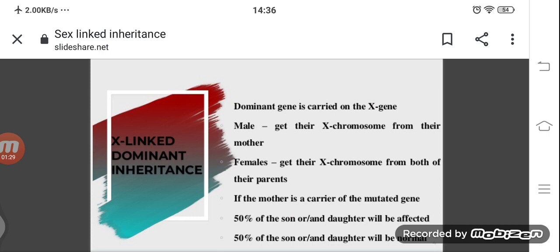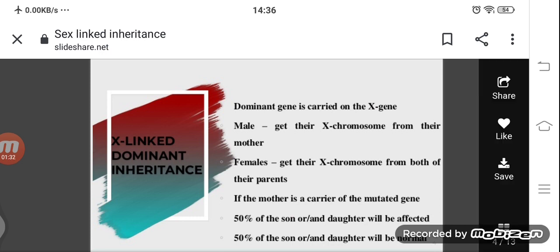The next one, females get their X chromosome from both of the parents. Why? Because males and females contribute X and X chromosomes. That's why the female gets her X chromosomes from both parents.